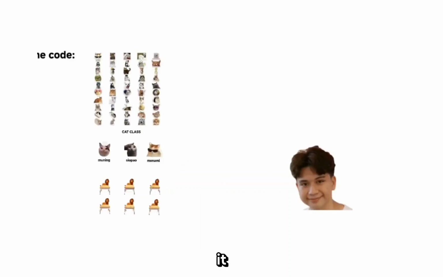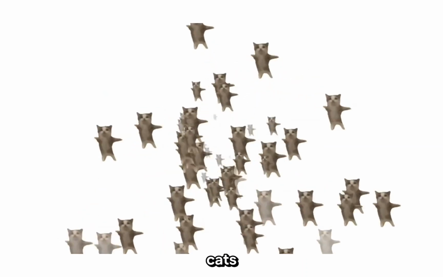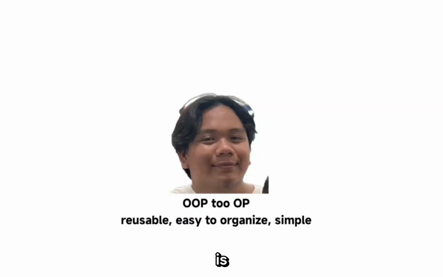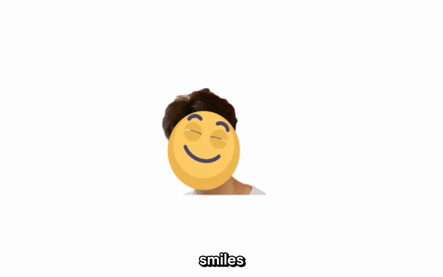Wilfred looks at his code. It is short. It is neat. He manages 50 cats without stressing too much. Less time for coding, more time for cats. Clarence smiles. Clarence says, "Now I see why OOP is powerful. It is reusable, easy to organize, and simple." Prince nods. Wilfred finally smiles. They have learned the lesson. Don't repeat, instead, reuse. That is the power of object-oriented programming.